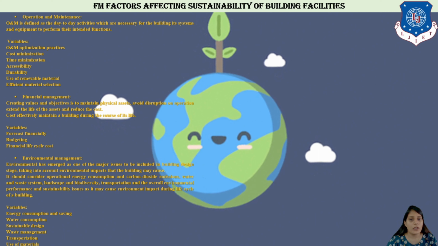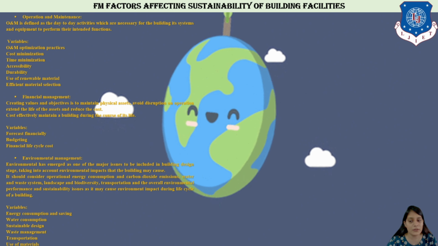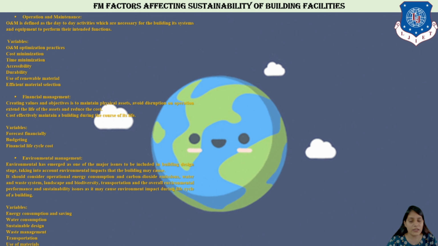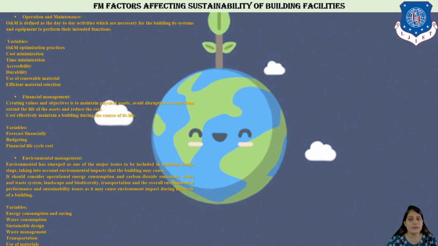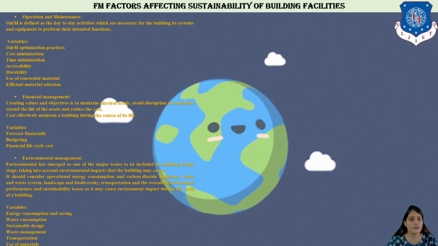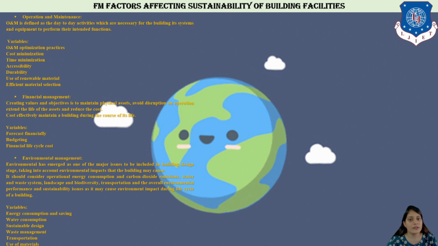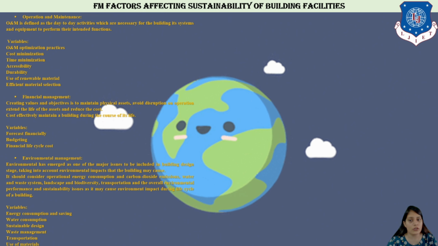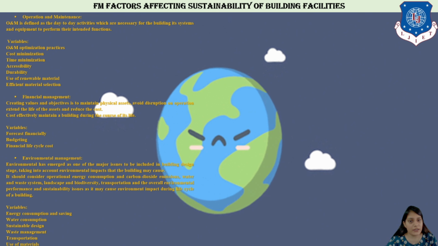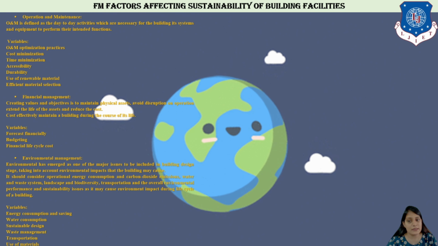What are they? Operation and maintenance, financial management, environmental management. There are many more we are going to see in detail. Operation and maintenance is defined as the day-to-day activity which is necessary for the building and its system. You need to see the variables which are related to it. Time minimization. This is all related to how you can handle it with the help of technology. Accessibility, durability, use of renewable materials when you are doing operation and maintenance, right?